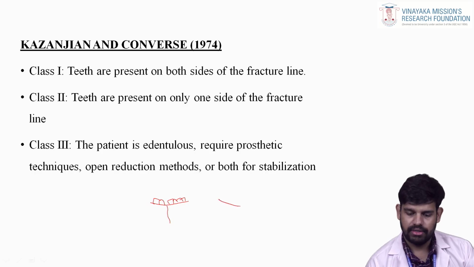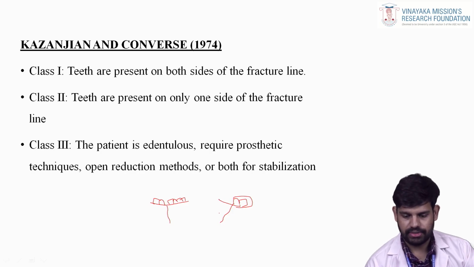Class 2 is when teeth are present only on one side of the fracture line. For example, angle fracture, where if this is the third molar and the fracture line is like this, teeth are present only on this side, not on this side. This comes to class 2. Class 3 is seen in edentulous patients, when there are no teeth at all and a mandible fracture is noted, that comes in class 3.